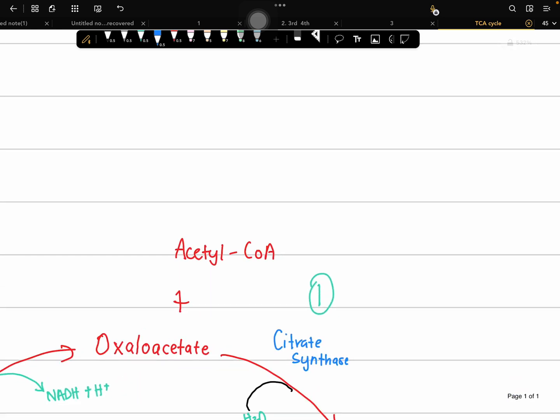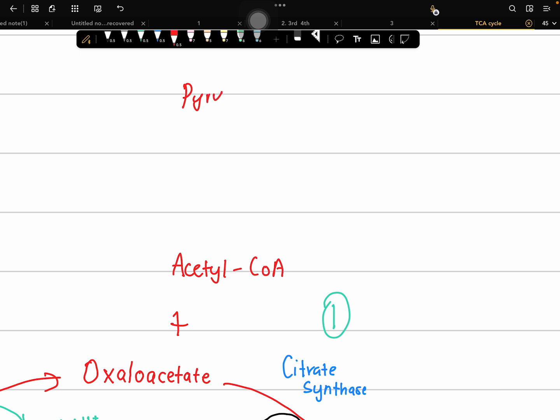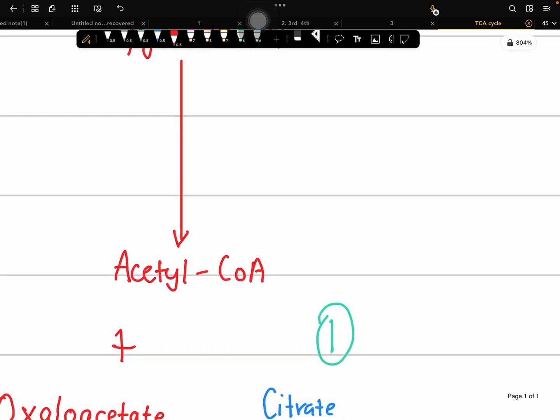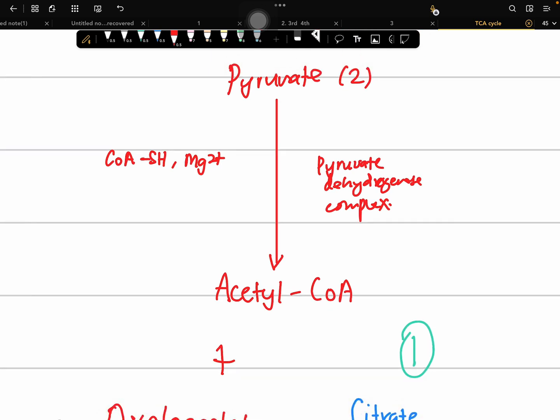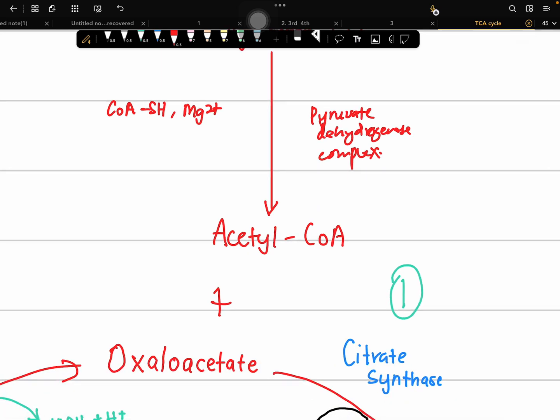So first of all, from glycolysis, we have two pyruvate. It is converted into acetyl-CoA with the aid of the enzyme pyruvate dehydrogenase complex. We also have coenzyme A, CoASH. We also have the magnesium Mg2+ ion. And we have other cofactors as well that will help to produce the acetyl-CoA.